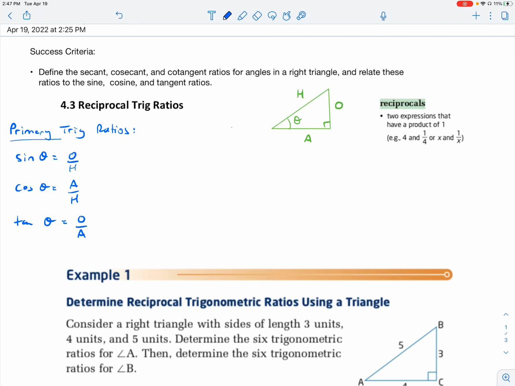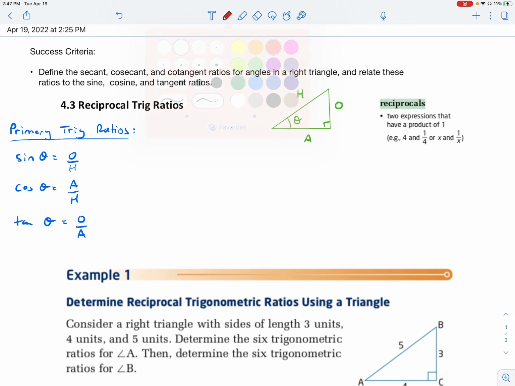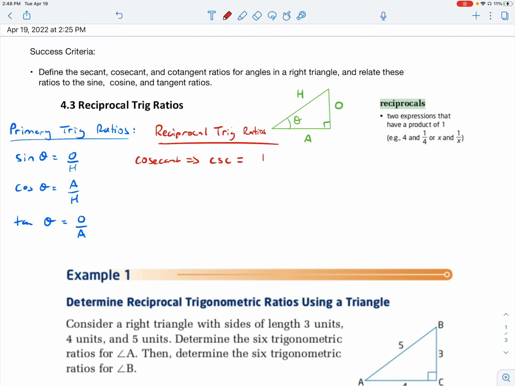The three new ones that we're going to learn today, we'll do those in another color. So they're called the reciprocal trig ratios. And here are those three. So the first one is called the cosecant trig ratio, and its symbol is CSC. And this one is equal to the reciprocal of sine. So the reciprocal of sine theta.